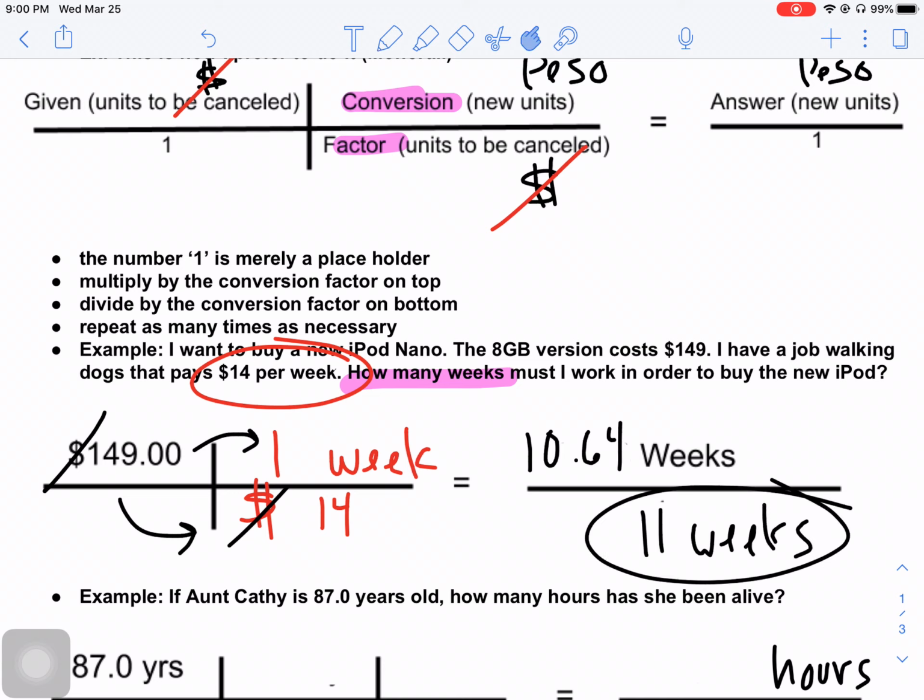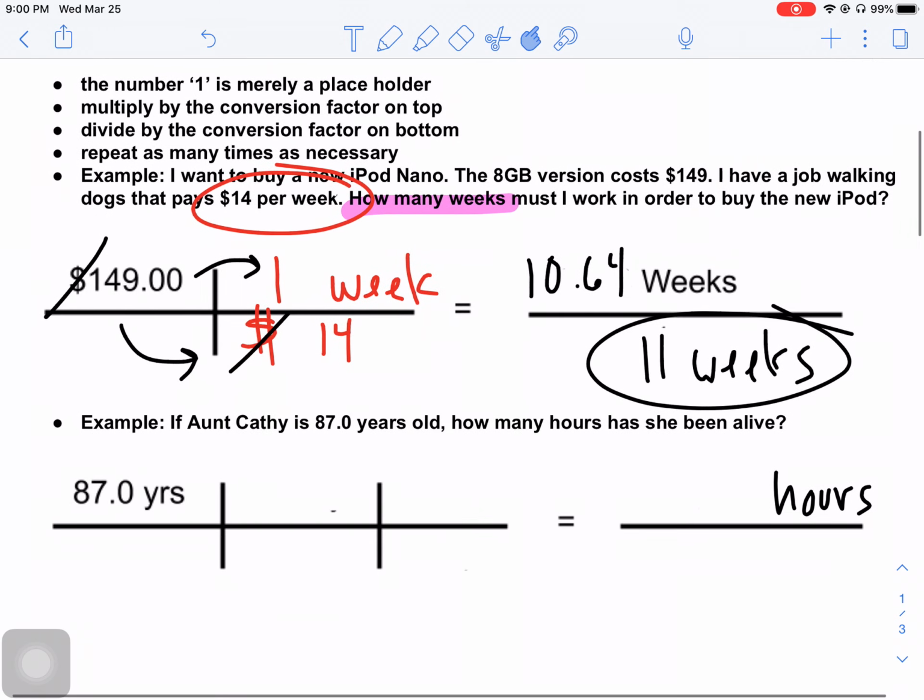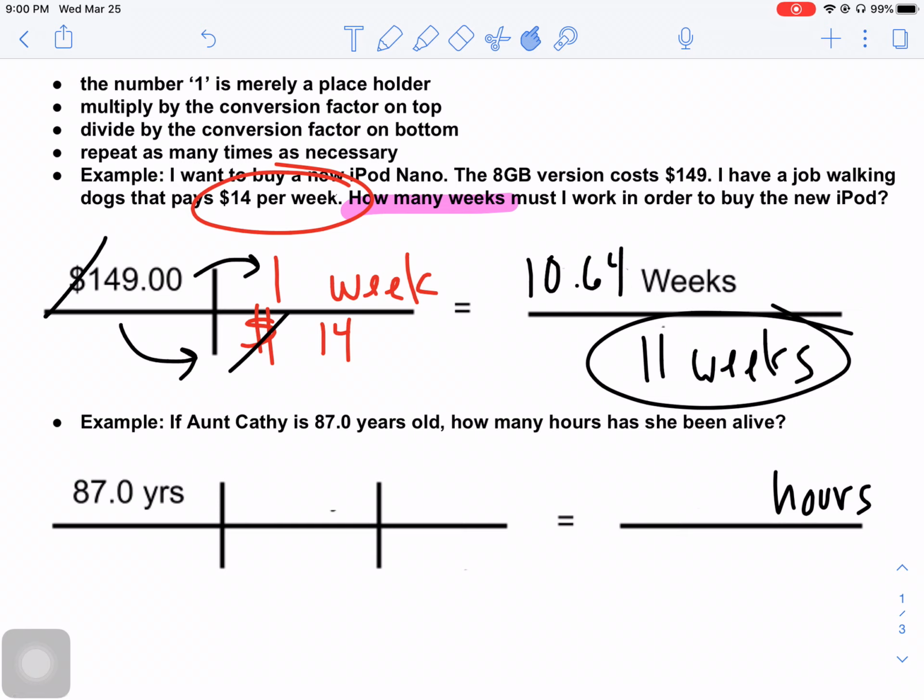Let's do another example. This is going to be a two-stepper. Aunt Kathy is 87 years old. How many hours has she been alive? Now, I don't know how to go from years to hours, but I do know how to go from years to days. Okay? And then if I know days, I can convert into hours. Now, I don't expect you to memorize conversion factors, except if it's time, I do kind of assume that you know how to tell time.